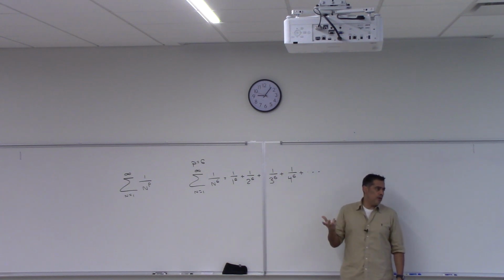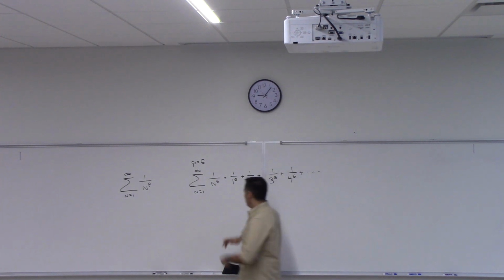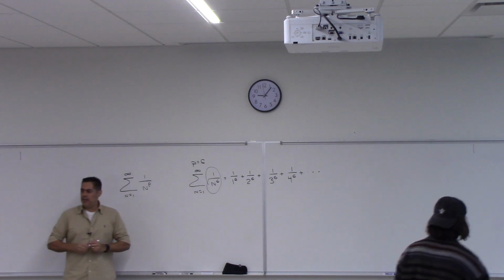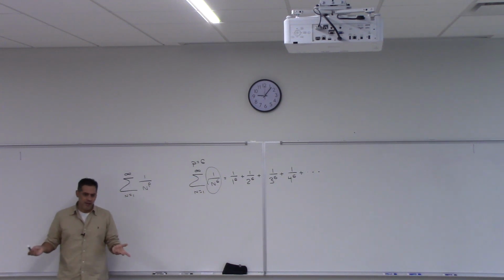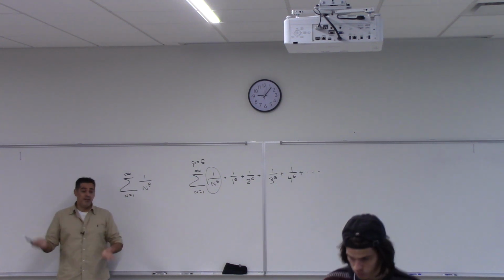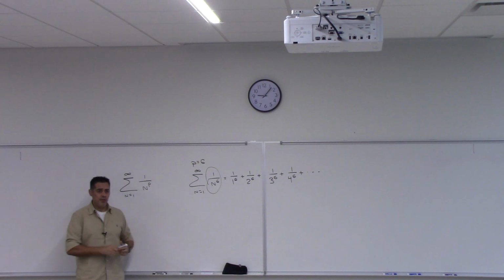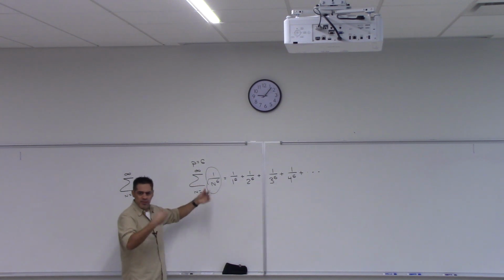If we do a quick nth term test, the first test we learned, we take the limit of that as n goes to infinity, and that goes to 0, which means the test fails. And then we have all these different tests we can do. The way you can do this is with the integral test. I'm not going to show it, but imagine I go through the steps.